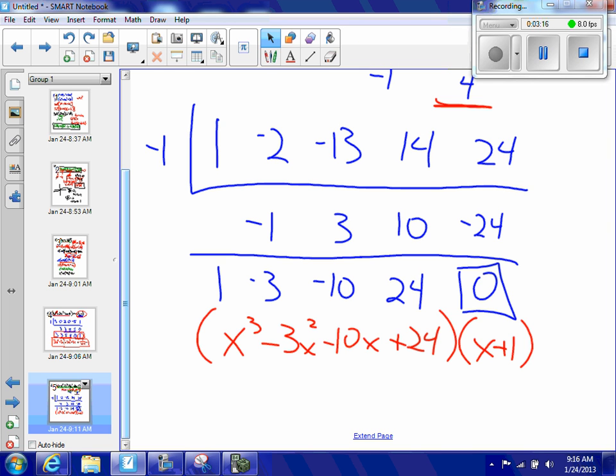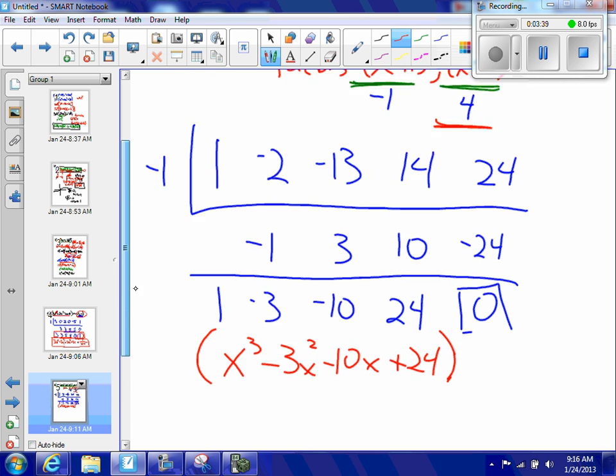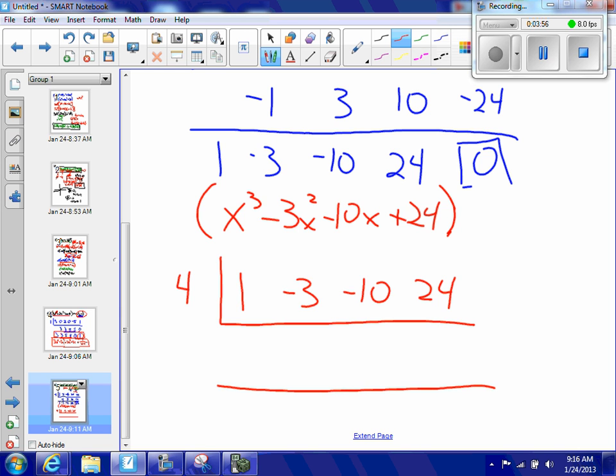Well, if I factored out an x plus 1, and I depressed my polynomial, I'm making a depressed face right now, what I want to do is take my next factor and depress my polynomial even more, because I want to get this down to a quadratic. If I can get it to be a quadratic or even a linear, then my factoring is going to be easy. And I've told you that we have a factor of 4. So let's take my coefficients here: 1, -3, -10, and 24. Let's divide that now by my zero of 4.